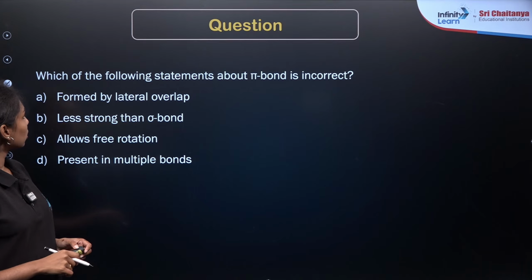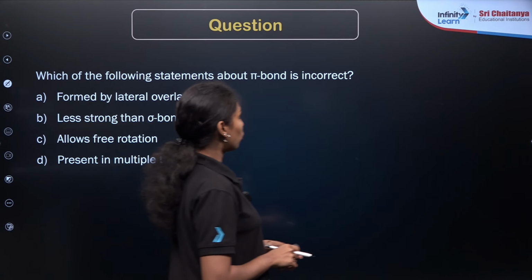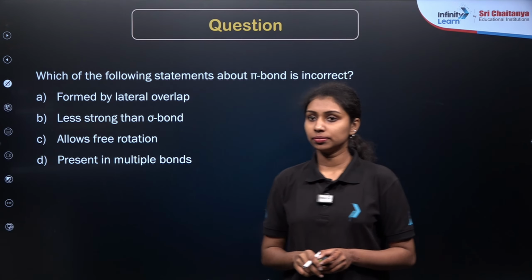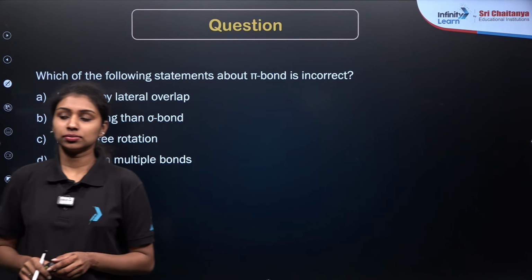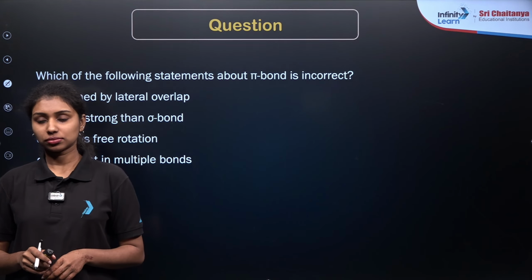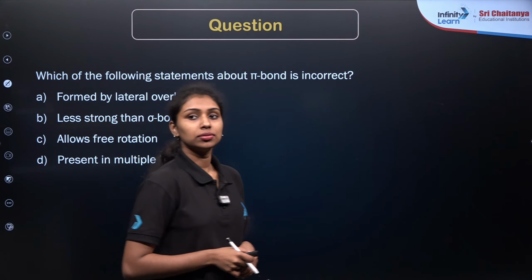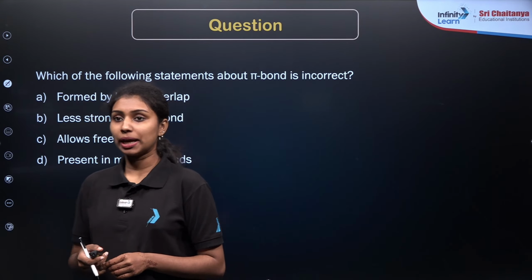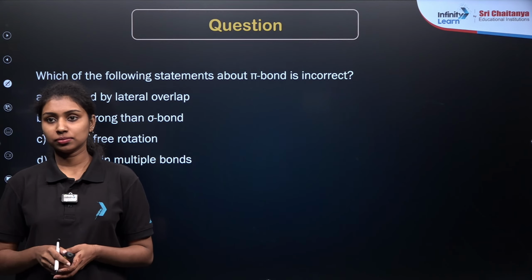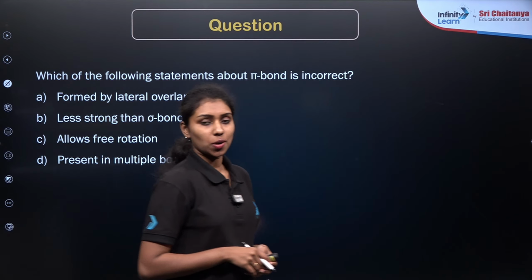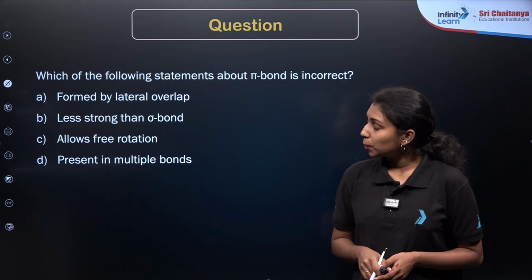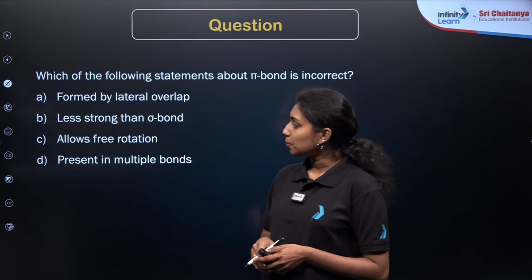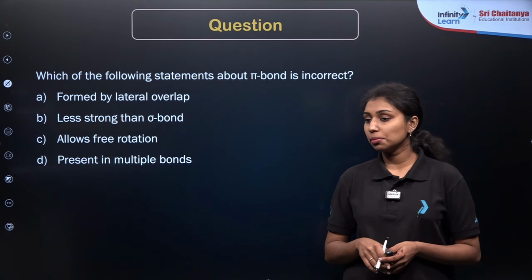Here is the next question. Which of the following statements about pi bond is incorrect? Read the options carefully. Formed by the lateral overlapping, less strong than sigma bond, allows free rotation, and present in multiple bonds.